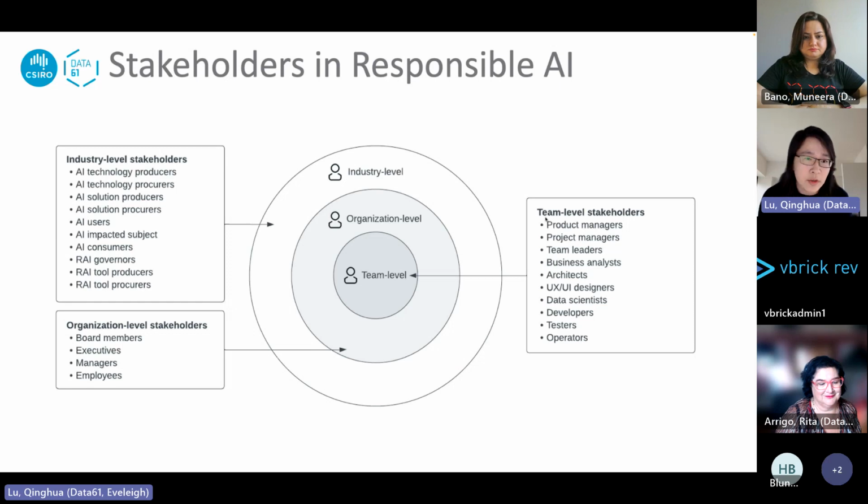And in our industry level stakeholder group, in addition to AI users, responsible AI governors, and regulators, we also include AI technology and AI solution producers and procurers.